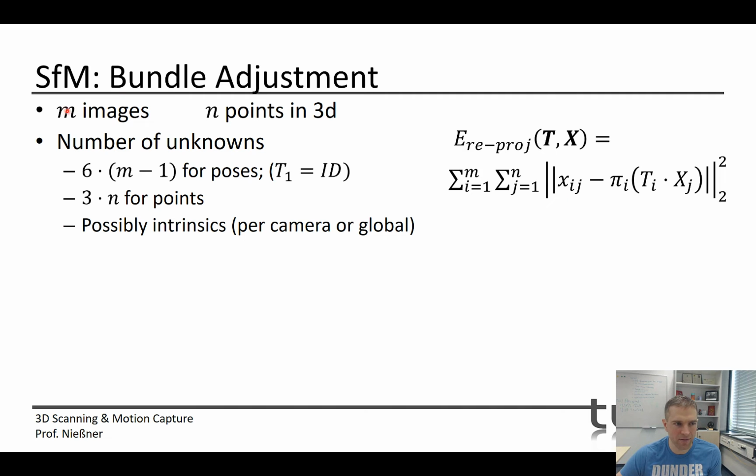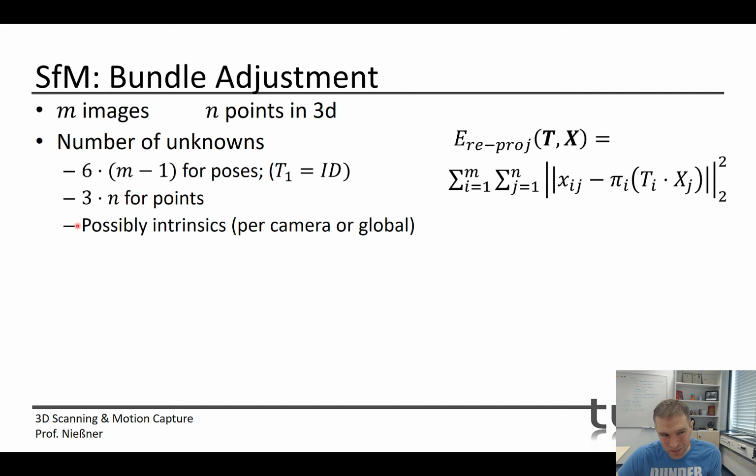So for every camera, for every image, we're going to have a 6D camera pose, except for the first one. The first one is just the identity. So we have 6 unknowns per camera, translation and rotation, times m-1, because the first one is the identity, right? So we have m-1 poses. T1 is the identity here. And we're going to have 3 unknowns for every point. What does it mean? Well, we have an x, y, and z location in world space that we want to optimize for.